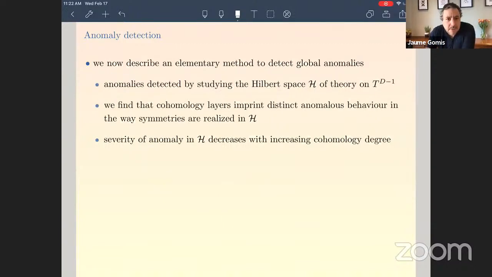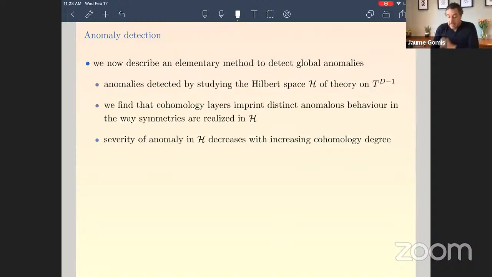In various dimensions. Okay. So this is what I'm going to do now. What I'm going to describe is an elementary method of detecting global anomalies. Essentially all that we will do is detect them by studying the Hilbert space of your putative anomalous theory on a flat spatial torus. We're going to use this exercise: just put the theory on the torus and try to understand how the symmetries of your problem are realized on the Hilbert space of the theory on the torus.